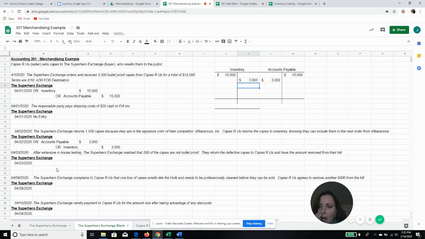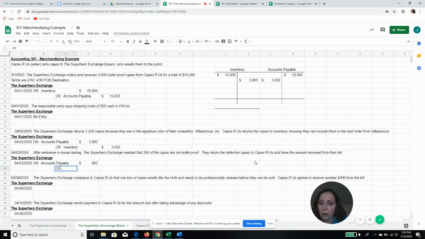Moving on, April 3rd, after extensive in-house testing, the Superhero Exchange realized that 200 of the capes are not, in fact, bulletproof. Terrible. They returned the defective capes to Capes R Us, and the amounts are removed from their bill. So again, we're not going to pay for capes that are defective. We've returned them. So we're going to debit accounts payable. This time we return 200 capes. 200 times $3 a cape will be $600.